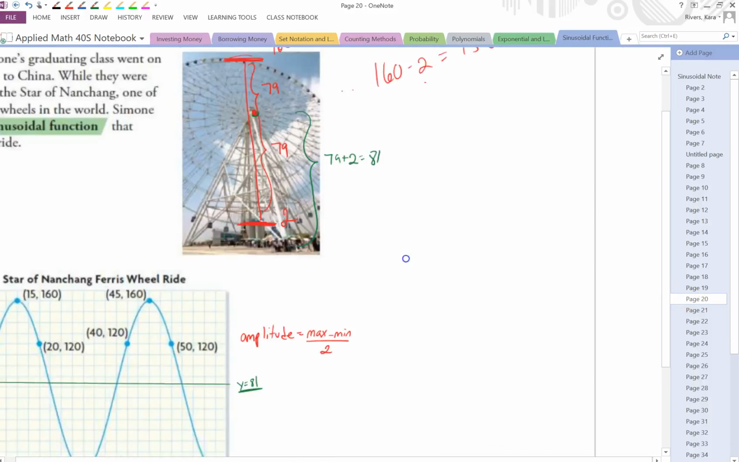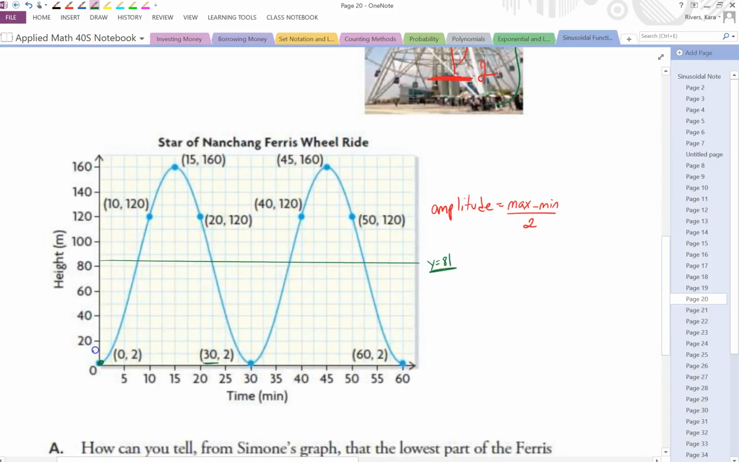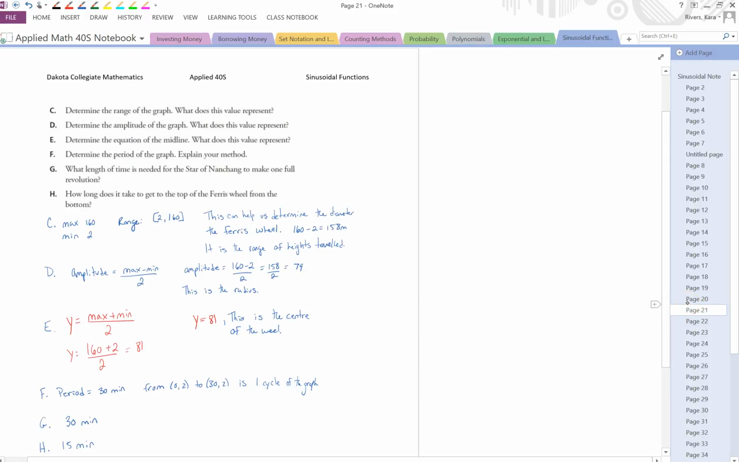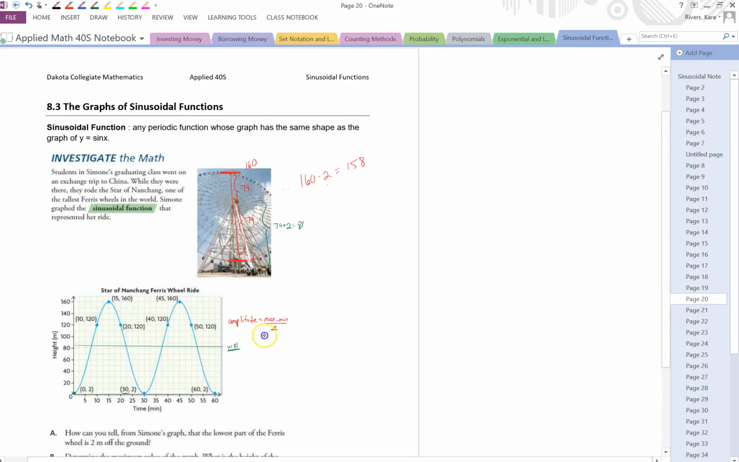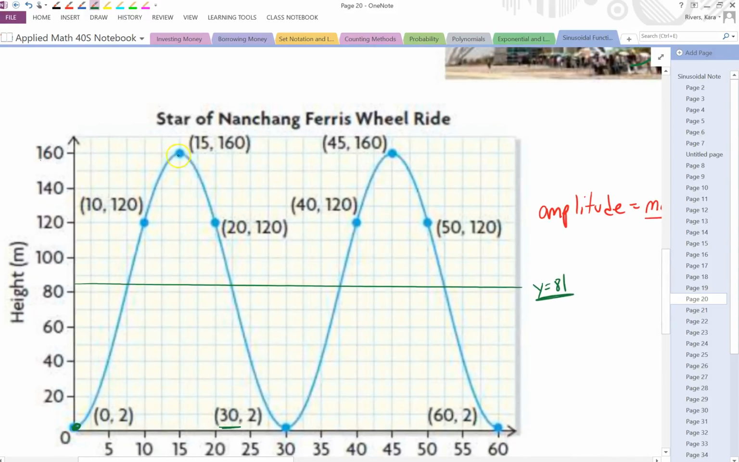So if you look here, if this is her starting point, she goes up to the maximum and back down to the bottom. Well, that's one full revolution, once around. So that'll be 30 minutes again. And then the last question, how long does it take to get to the top of the Ferris wheel? Well, if it's 30 minutes to get all the way around, then it's going to be half the amount of time. And if we look here, we can see from 0 to our maximum, that's our halfway point, that's 15 minutes. Or if you want to go from the maximum down to the ground, then that is from 15 to 30, and that's 15 minutes again.